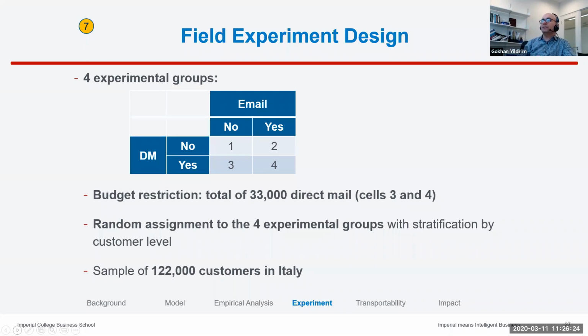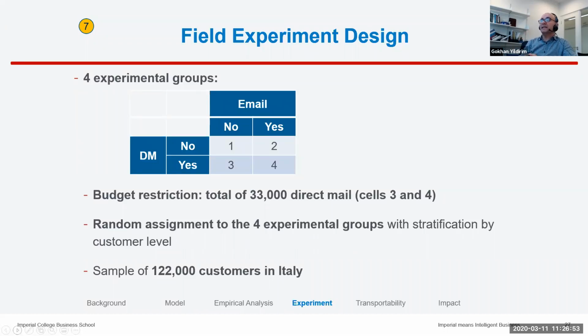And the first group, for example, was the one that we did not send any direct mail or email campaigns, and we call this group the control group. And the other group was the one that we only sent direct mail to. And the other group was the group that we only sent email campaigns to. And finally, the last group was the one that we sent both campaigns to, right?